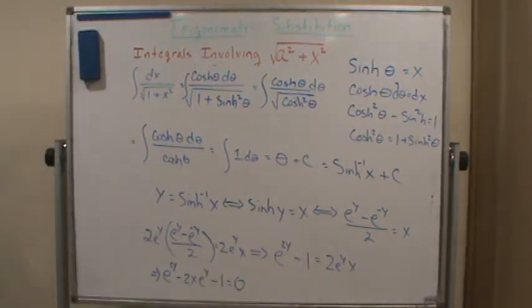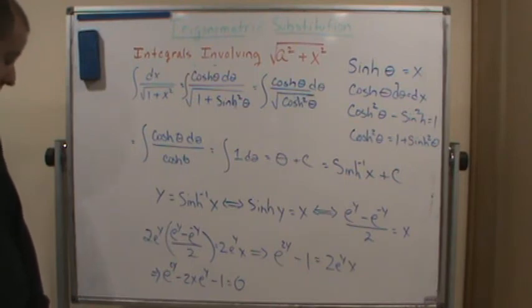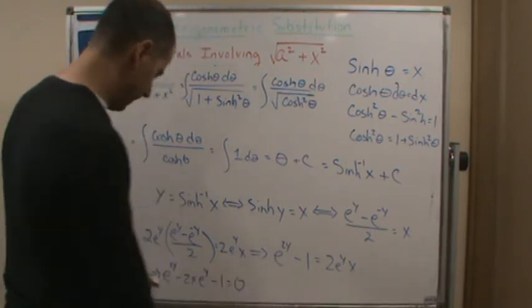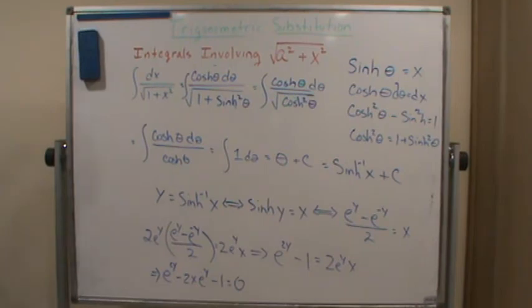And so now I've got this quadratic in terms of e to the y, right? So this is a quadratic function of e to the y, because it's got this form of ax squared plus bx plus c. So I can solve this for e to the y using the quadratic formula. So let's see what this looks like.